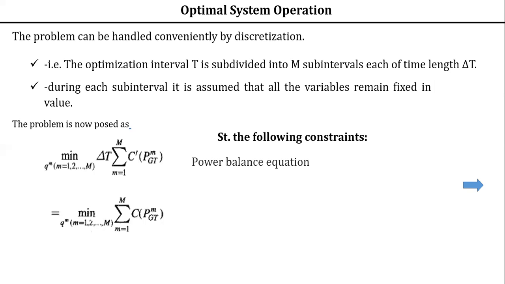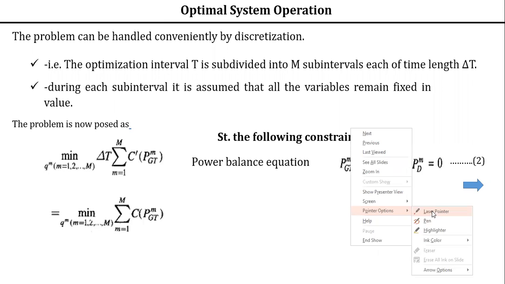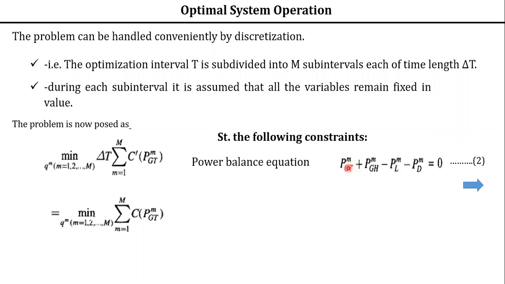Just subjected to the power balance equation. Same thing, only thing is I have given m here. Understood? So m means it is PGT. What is PGT? It is the real power generation by the thermal power plant at the mth interval, mth sub interval. What is PLm? It is the total transmission loss during the mth interval. What is PD? It is the load demand at the mth interval. So this is your discretized power balance equation. Call that equation 2.